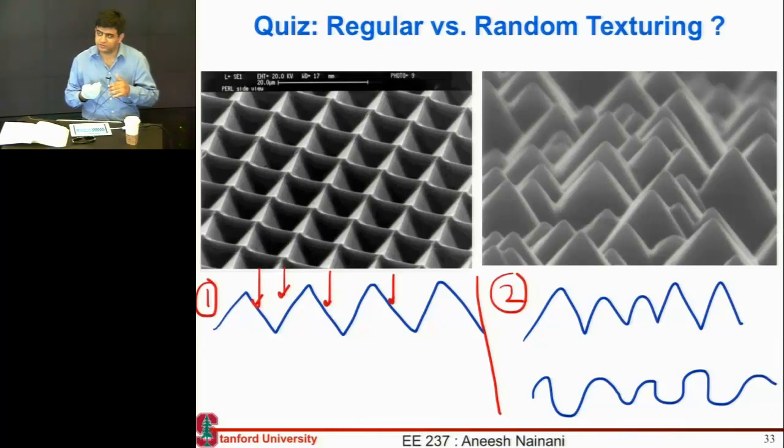How about which is better for light to escape, or which is better from the point of view of reciprocity? Any other things that come to your mind, why you might use one versus the other?